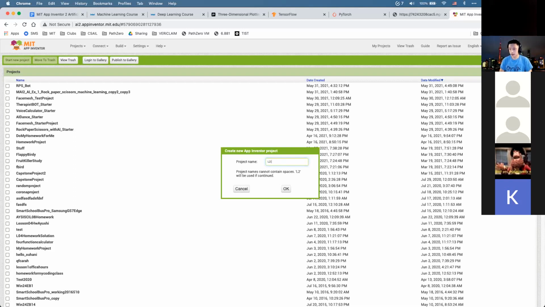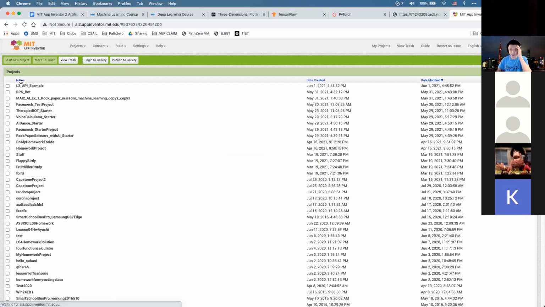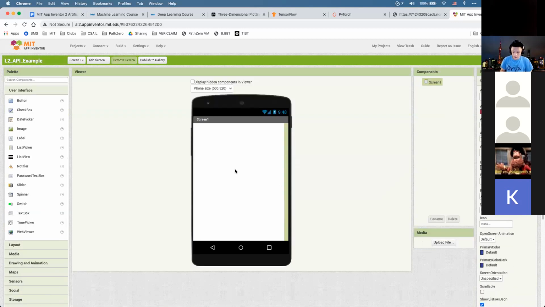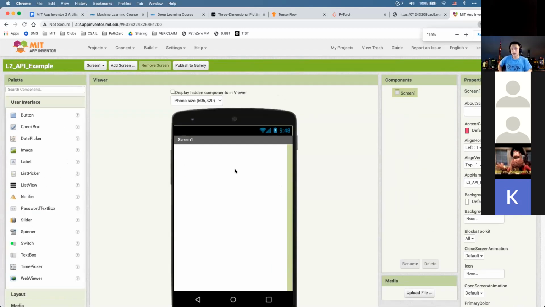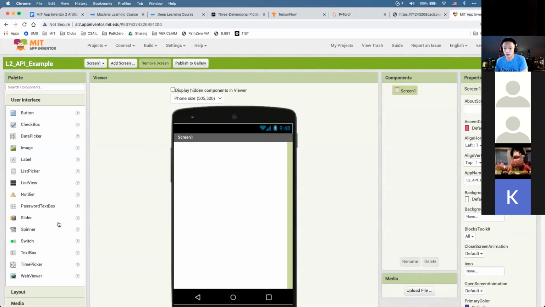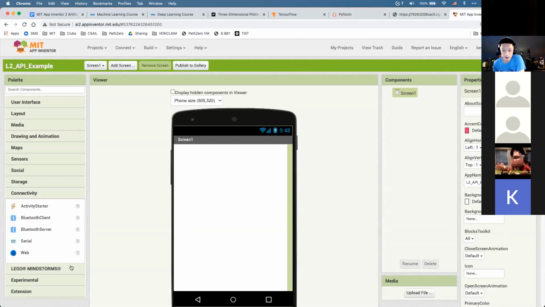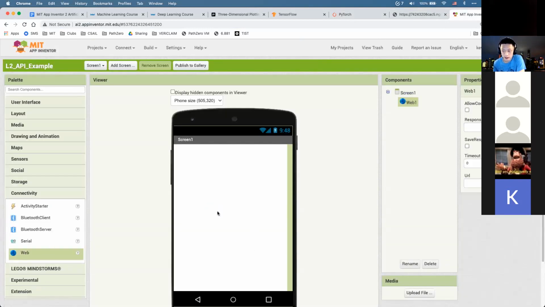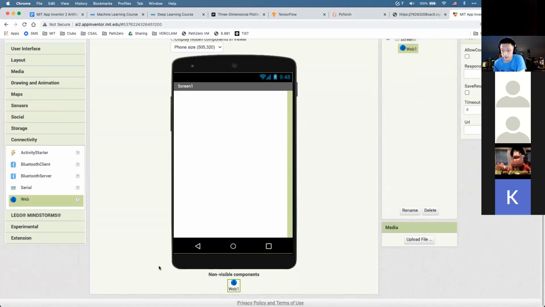So this one is lesson two, API example. So JSON APIs are pretty simple. Basically, you send a request. It's basically like a website, except you're asking for information and you're not asking for these cool graphics. You're asking for information. To do this in MIT App Inventor, you need to go down to connectivity and drag in a web component. And so it'll put it down here as a non-visible component.